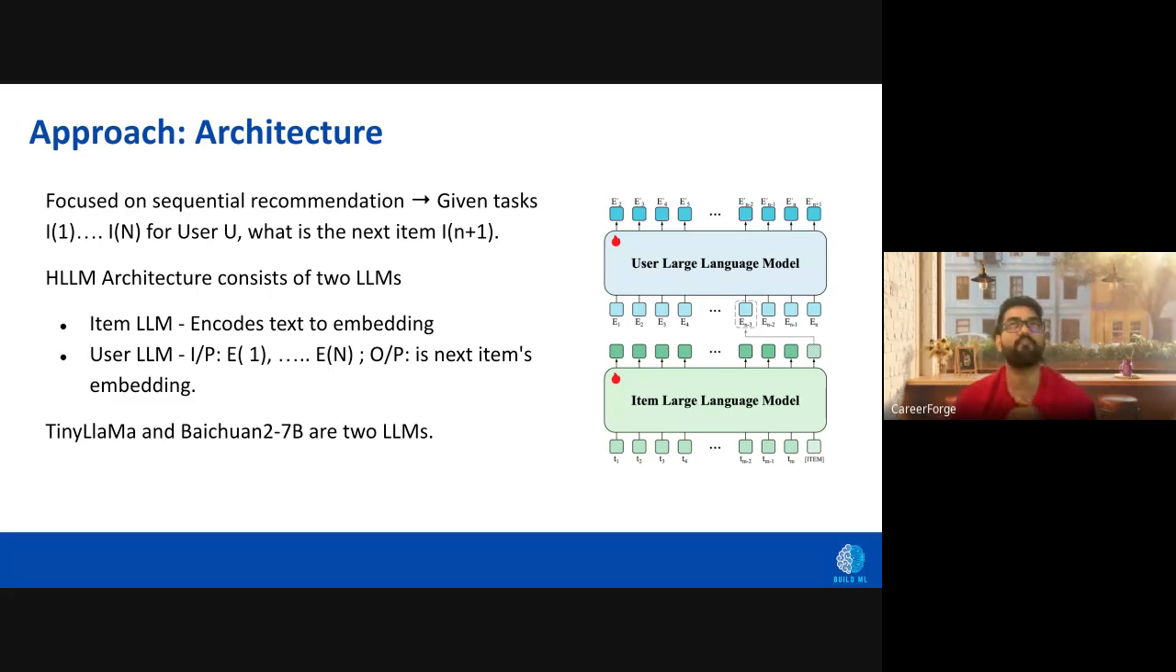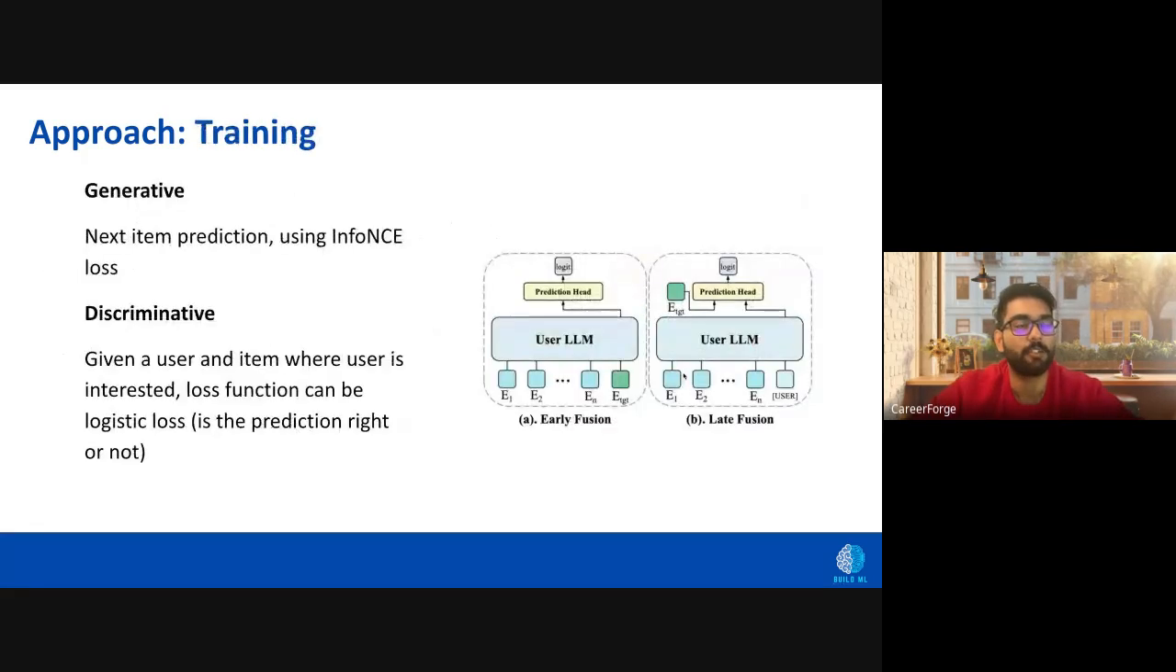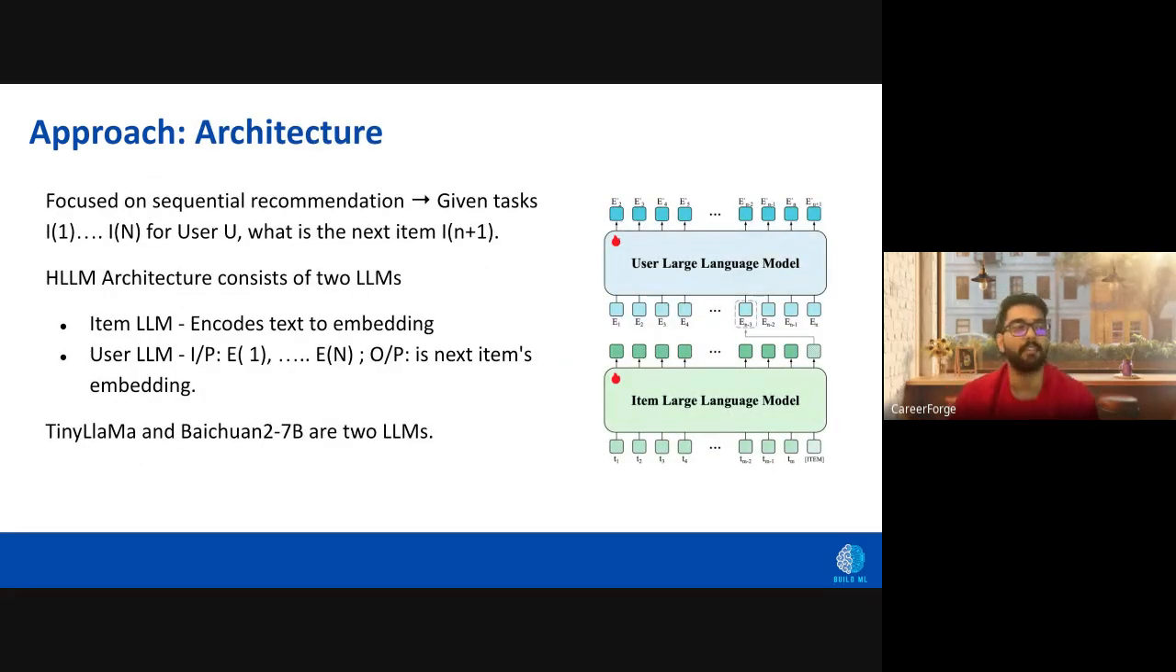What the authors propose in terms of how they integrate LLMs and recommender systems is by creating two language models. The first one being an item language model, and the second one being a user language model. To clarify, the task they're focusing on is the sequential recommendation task. Essentially, given items I1 to IN for user U, given that we know that user's item interaction history, what is the next item that the user is going to interact with?